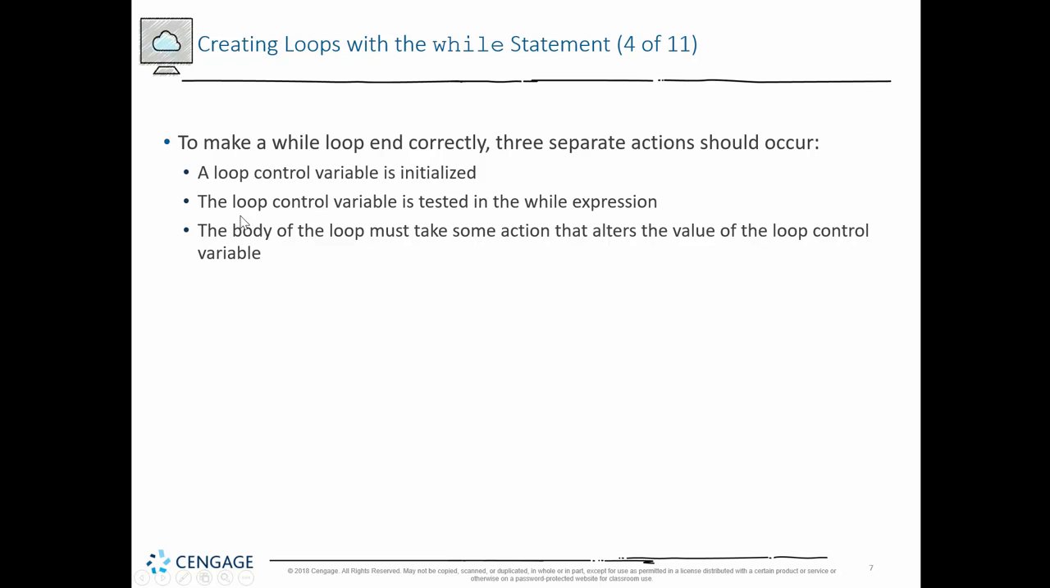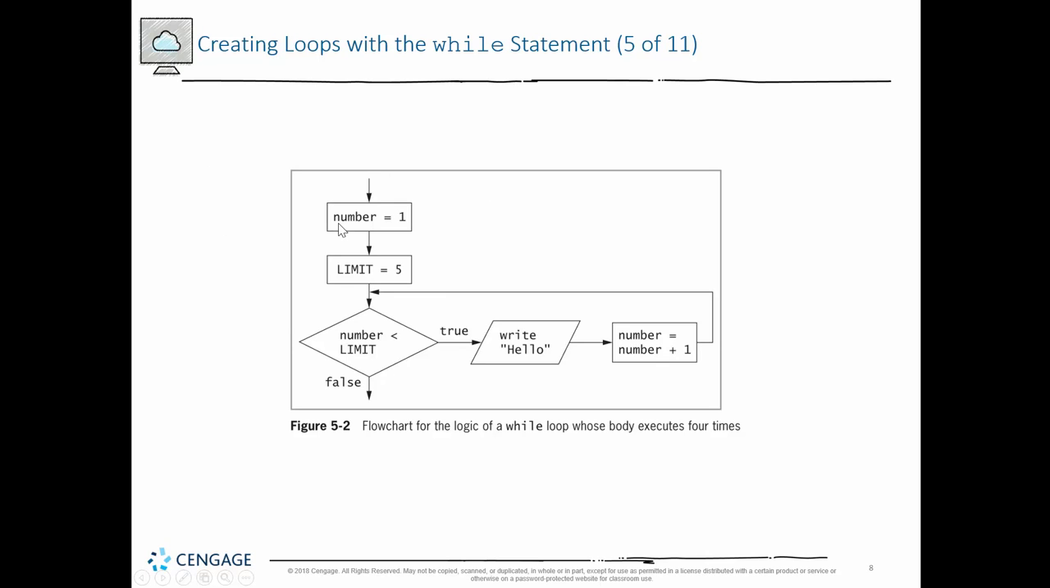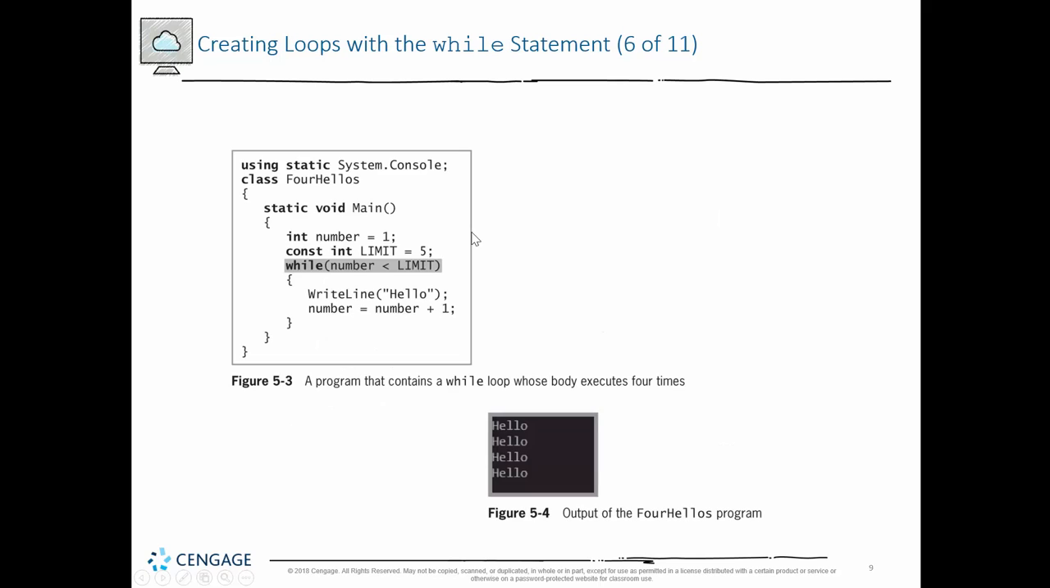As it says there, to make a while loop end correctly, 3 separate actions should occur. The variable being initialized, tested, and changed. I've already seen that several times now. Here it is in a flowchart. I'm not going to go over many flowcharts in here. Here, this is going to write hello 5 times. Oh, I'm sorry. Started it at 1 and while it's less than 5. So write it once. Number is 2.